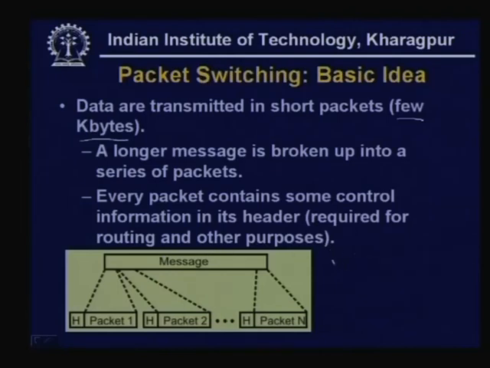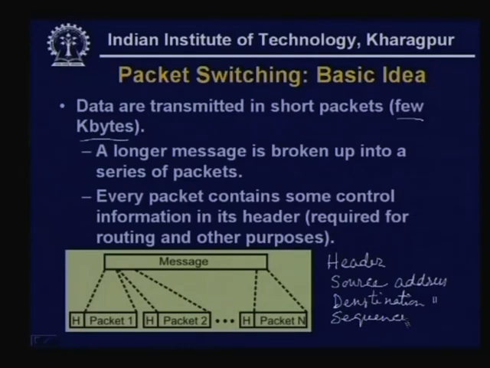The header will contain some information like source address, destination address, then the sequence number. So this information is necessary for control. Each such packet is provided with this information: source address, destination address, and sequence number.